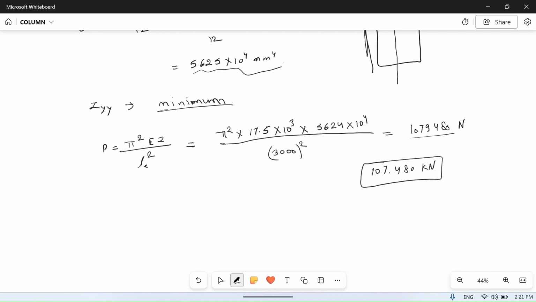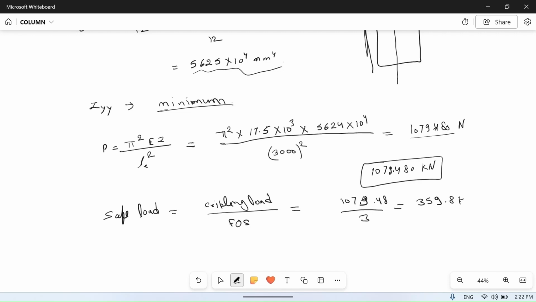And what is the safe load? Safe load is equal to crippling load divided by factor of safety. So it will be 1079.48 divided by 3, which becomes 359.8 kilonewton. So this is our safe load.